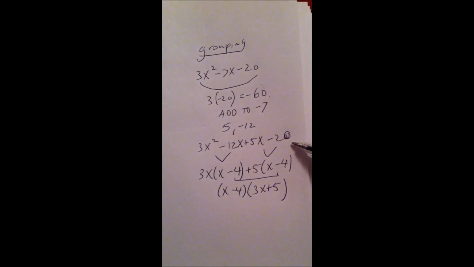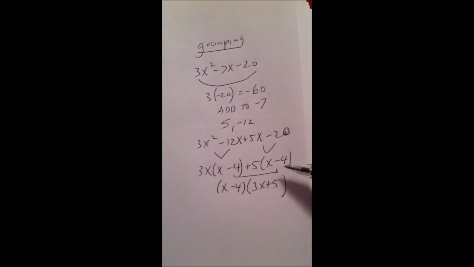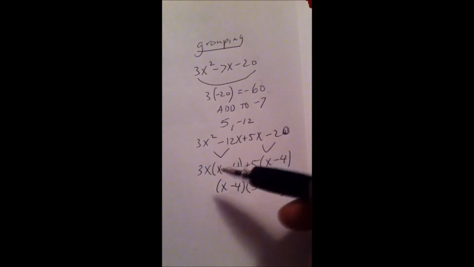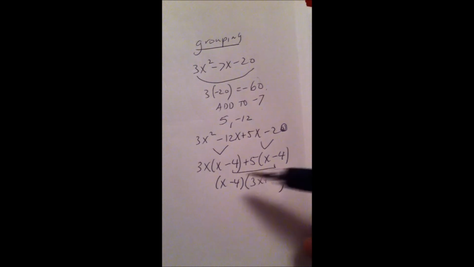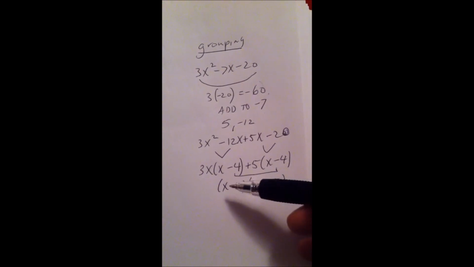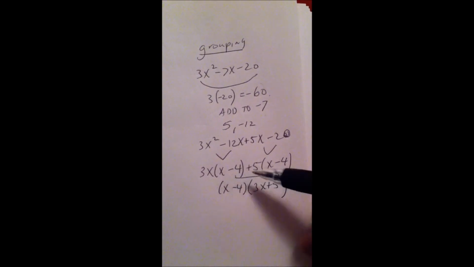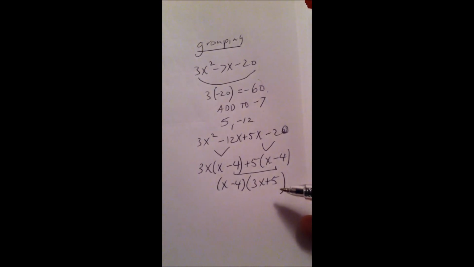I'm going to group these 2 together, factor out a positive 5, and I'm left with x minus 4 as well. These 2 binomials have to be the same or we're done. We can't factor it. And they are, so we're going to factor out the x minus 4. And I'm left, when dividing that out, with the 3x plus 5.